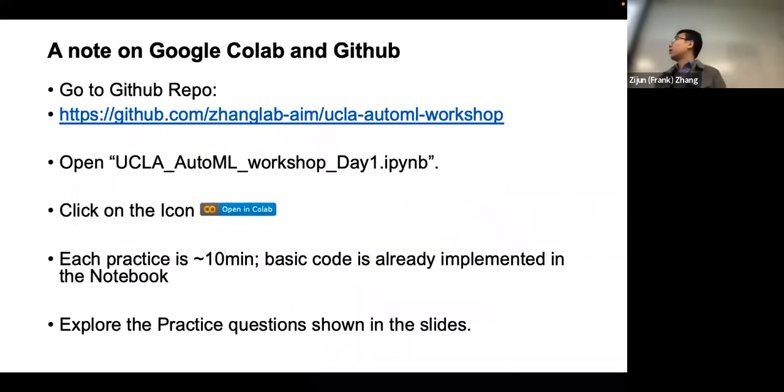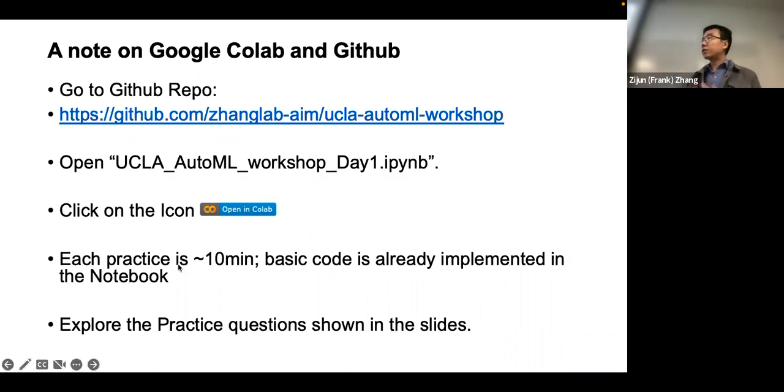So as I mentioned, the entire coding part of this workshop is already posted online in this GitHub repository. The link is here. You can go to this URL. It's publicly available. For today, you should find this Jupyter notebook with the name UCLA AutoML Workshop Day 1. When you click on that, you will see this icon, Open in Colab, at the very top. If you click that, this will take you to a new Google Colab window where you can interactively run this tutorial.